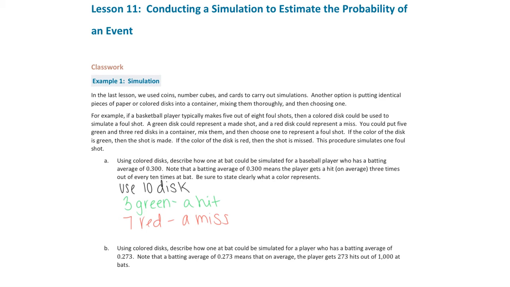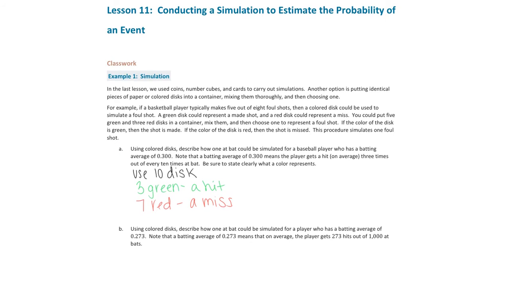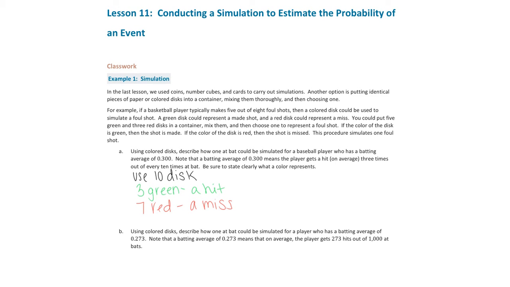All right, B. Using colored discs, describe how one at bat could be simulated for a player who has a batting average of 273 thousandths. Note that a batting average of 273 thousandths means that on average a player gets 273 hits out of 1,000 at bats. Now again, when we use the discs, we know that we're going to use 1,000 discs, and that the number of hits is going to be 273.